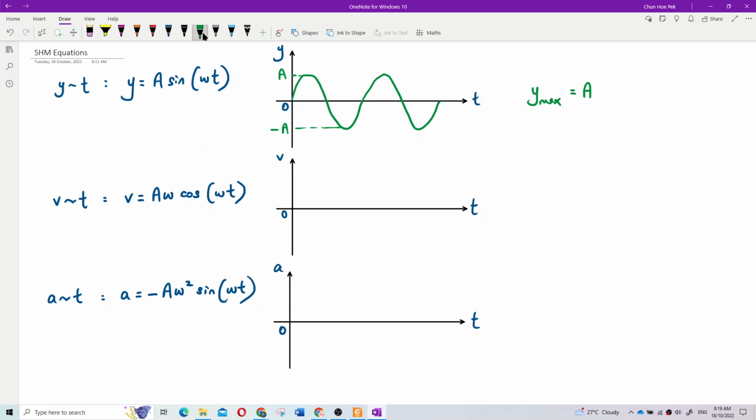How about the velocity graph? It is a cosine graph. Normally we draw two wavelengths. From this one to here is one period, here to here is two periods. Can you see that? This is a omega, my maximum value, and negative a omega. This is the maximum value here.